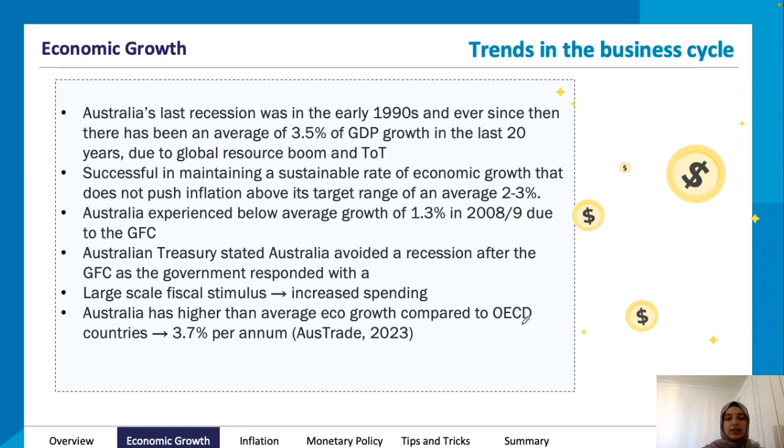Australia has higher than average economic growth compared to OECD countries, at 3.7% per annum according to Austrade 2023. So we are doing quite well compared to other economies of our caliber, which is pretty good to hear. But there are still many things that Australia can improve.